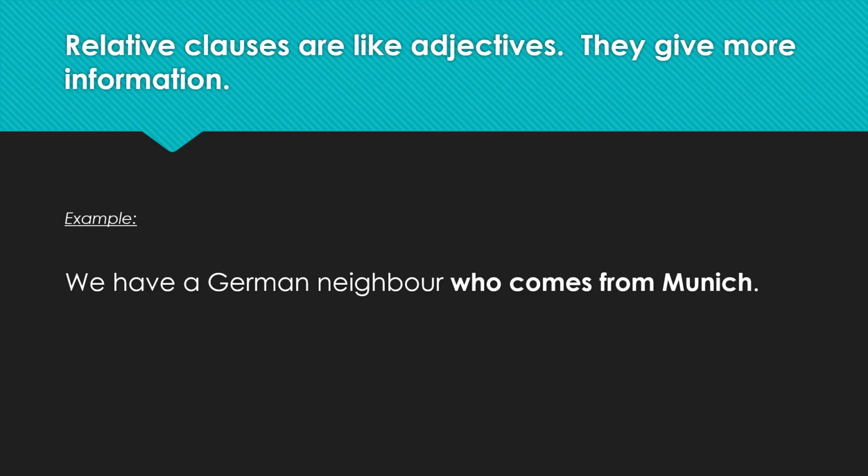So here's a good example. We have a German neighbor who comes from Munich. Now, of course, we have the adjective German before the noun neighbor, so we know that this neighbor is German. Here we have a relative clause that's telling us some more specific information, not just that he's from Germany, but where in Germany he's from. He's from the city of Munich.